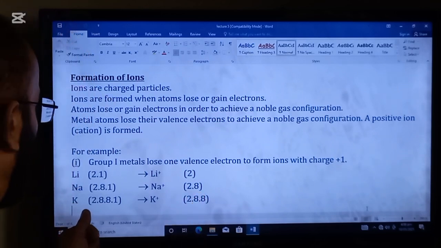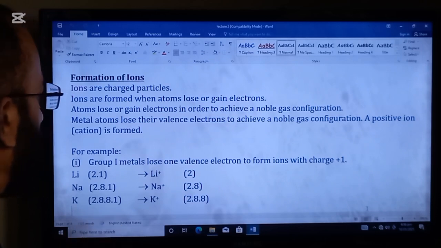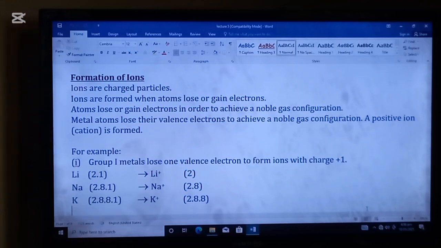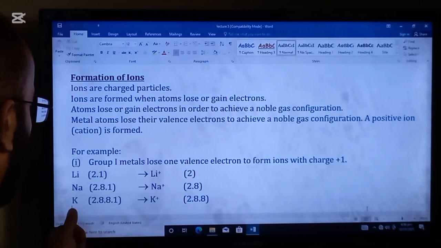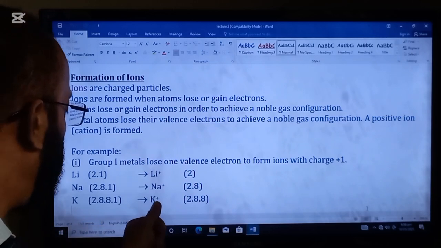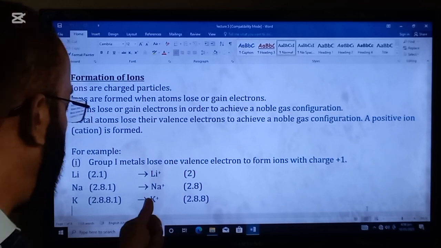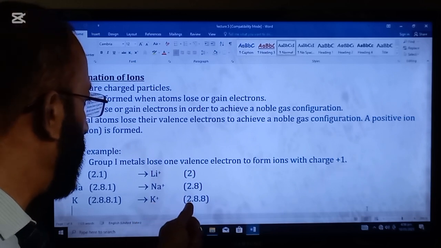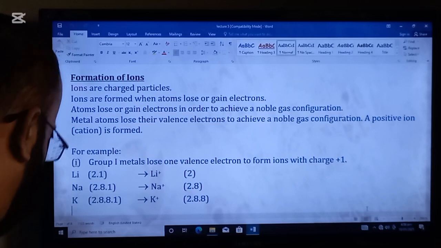Potassium's electron configuration is 2,8,8,1. And potassium will lose the last valence electron to get noble gas configuration. So we'll have +1 charge. And this will have electron configuration of 2,8,8.